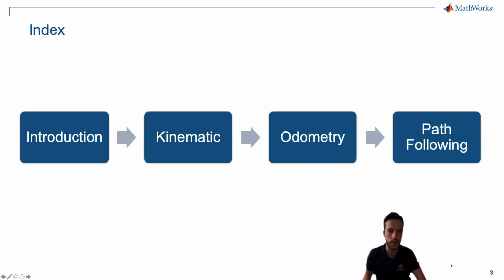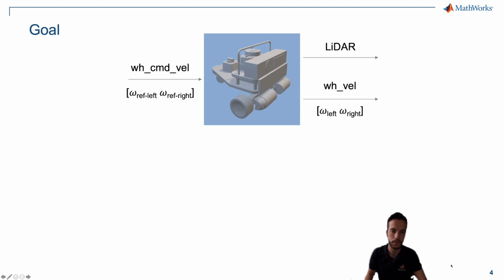Let's start with today's agenda. We start with a simple brief introduction. Our robot has one input and two outputs. The input is the speed command that we want the robot to achieve, and the outputs are the lidar sensor outcome, which we will see how to use in the next chapters, and the actual wheel command that is measured from the encoder inside the wheels.